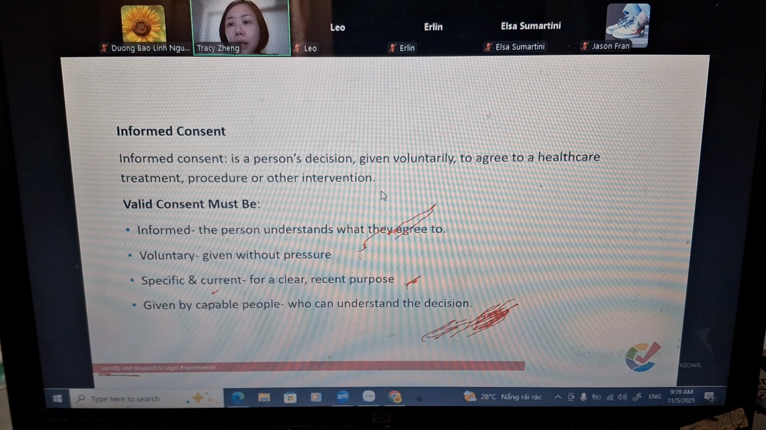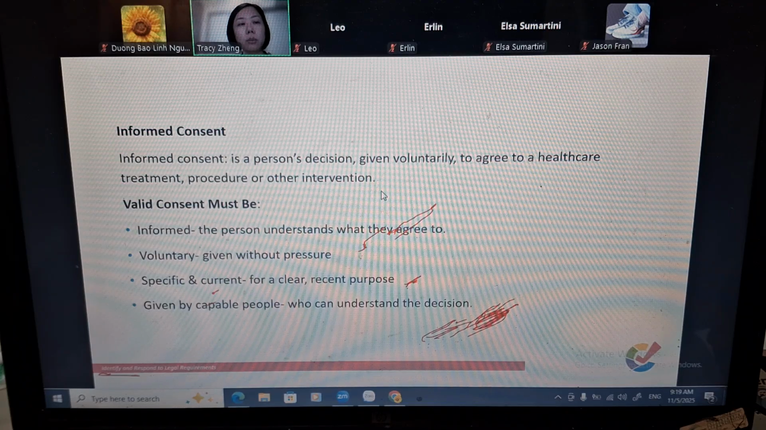And the consent our clients give needs to be voluntary. That means no one is forcing our clients, or putting any pressure on the clients to make those decisions. All the decisions made by the client are voluntary. They agree to do so, and they are not under any pressure. Also, the consent they give needs to be specific, clear, and current. That's what we mentioned earlier.